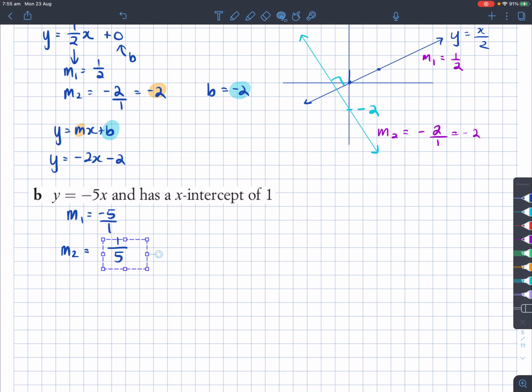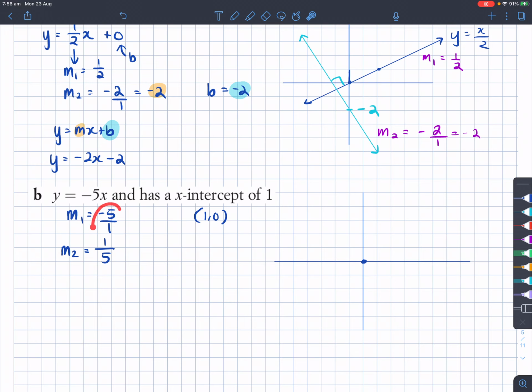Alright, so we've found our gradient. The next thing we've got to find out is our b value. But this is no b value, this is our x-intercept. An x-intercept means where it cuts the x-axis, and this is the same thing as 1, 0. Let me show you what this means. The line y equals -5x has a y-intercept of 0, because it has a plus 0 there that you can't really see.